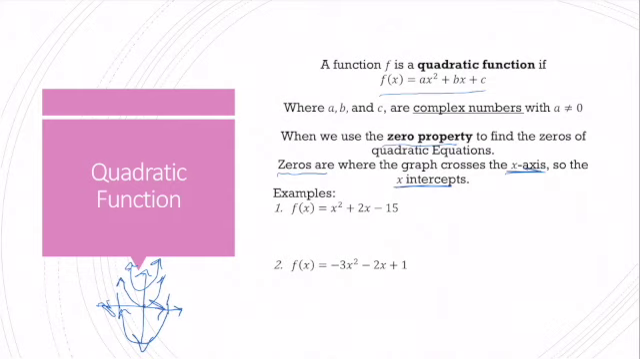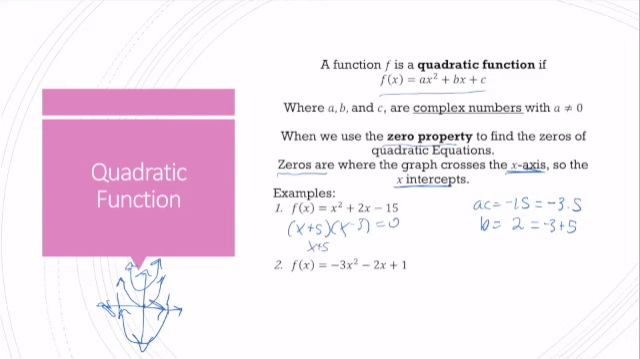For this first one, I want to find the factors of AC, which is negative 15, that add up to B. Factors of negative 15 would be negative 3 and 5, that add up to 2. So we're pretty good at this right now. We've been doing this for a few chapters. So I can write this as x plus 5 times x minus 3.